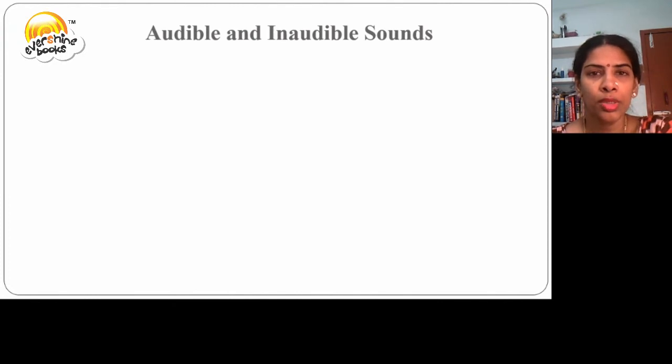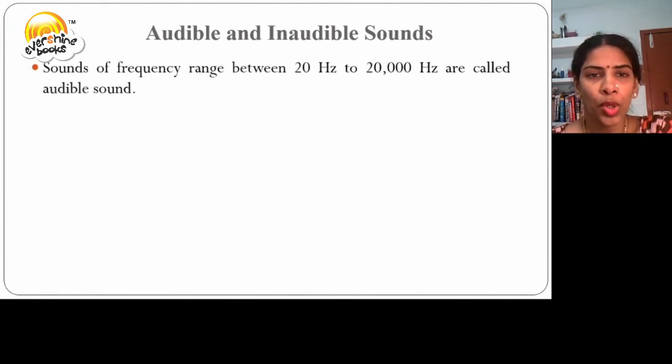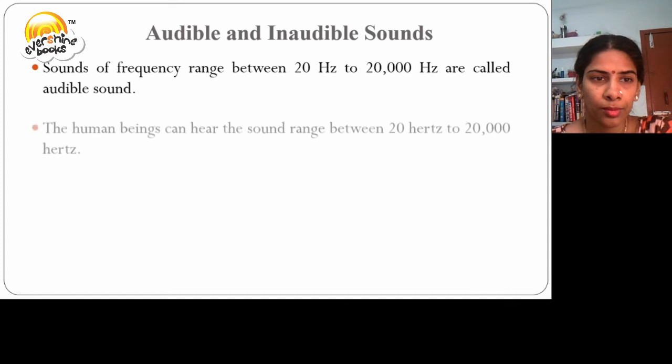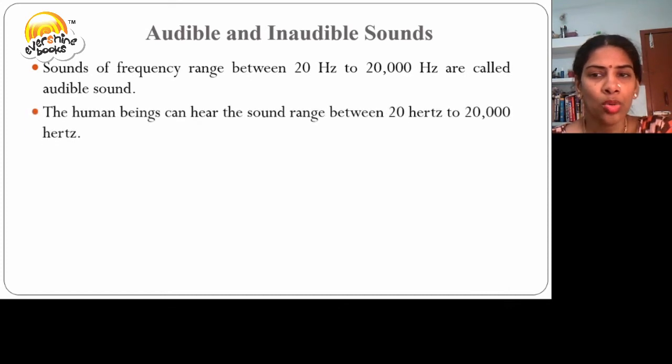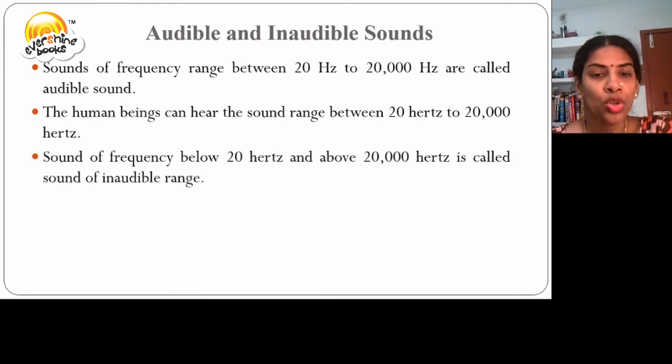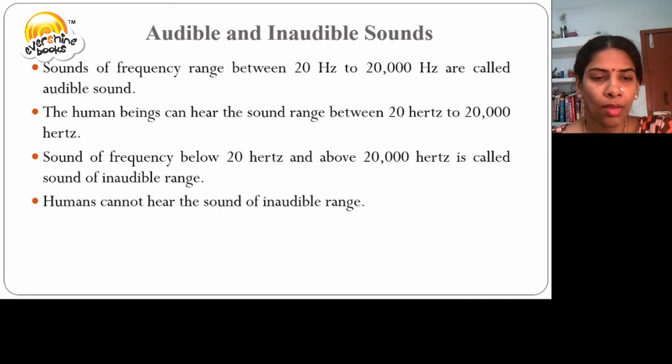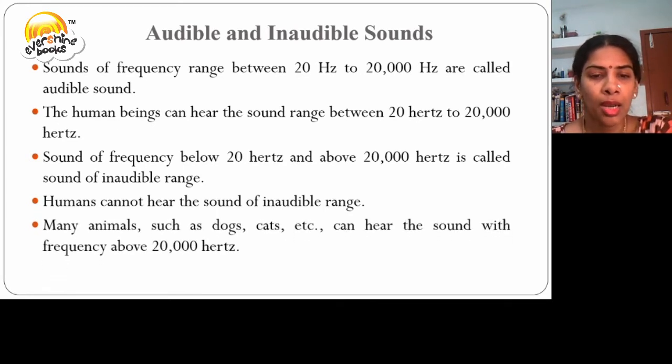Audible and inaudible sounds. Sounds of a frequency range between 20 Hz to 20,000 Hz are called audible sound, which we can hear. The human beings can hear the sound range between 20 Hz to 20,000 Hz. The sound of frequency below 20 Hz and above 20,000 Hz cannot be heard. This is known as inaudible range. Humans cannot hear the sound of inaudible range. Many animals such as dogs, cats, etc. can hear this sound.